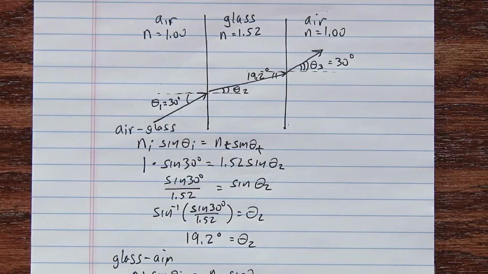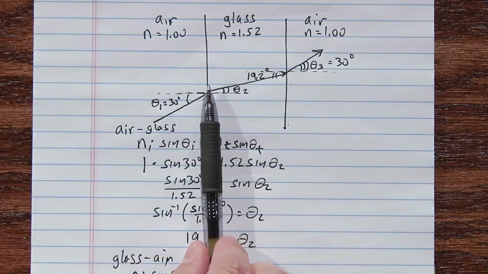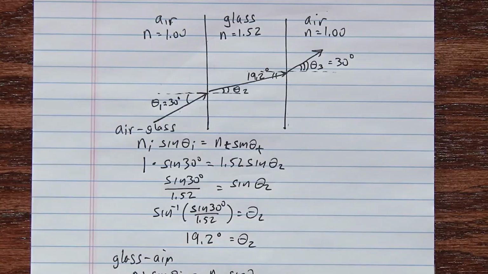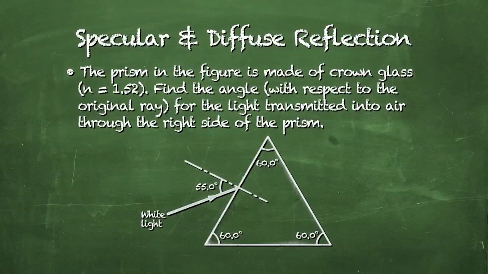Let's work an example next where that is not the case, where this side and this side are not parallel to one another. The prism in the figure is made of crown glass. The index of refraction is 1.52. Find the angle with respect to the original ray for the light transmitted into air through the right side of the prism. Now go ahead and draw your diagram and start listing your knowns and unknowns and get a head start on this question.